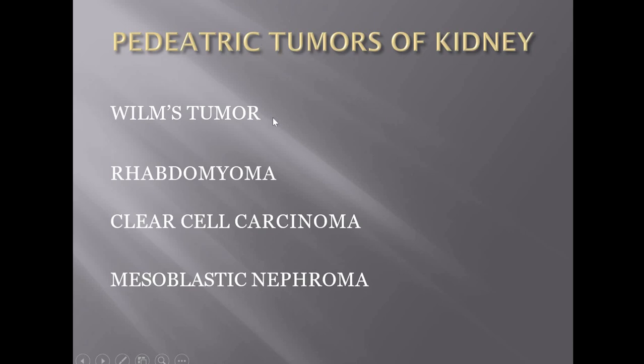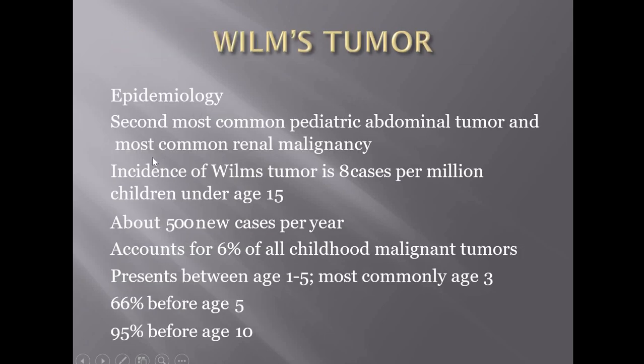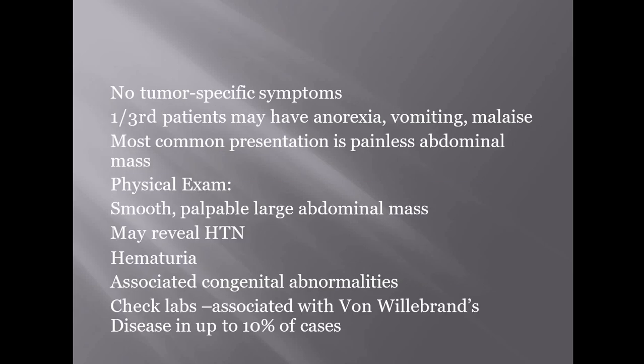In pediatric tumors, the most common tumors we see are Wilms tumor, rhabdomyoma, clear cell carcinoma, and mesoblastic nephroma. Wilms tumor is the second most common pediatric abdominal tumor. So whenever a child presents with an abdominal mass, a very common differential diagnosis we always have to keep in mind is Wilms tumor. The incidence is around 8 cases per million, around 500 new cases per year. Before the age of 5 years, you can see 66%, and before the age of 10 years, 95% of cases will present with symptoms.